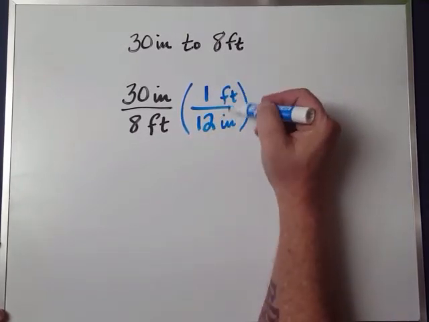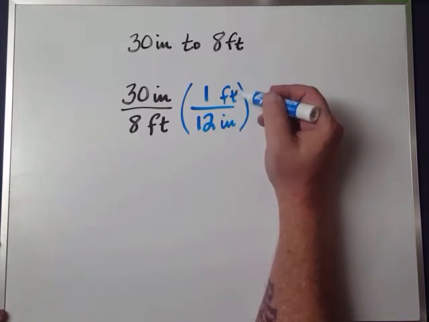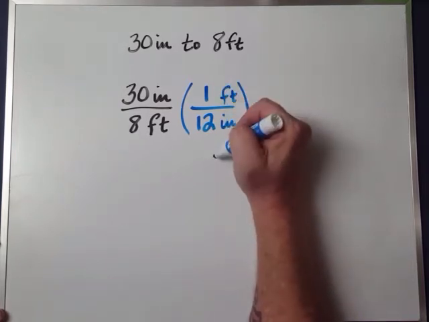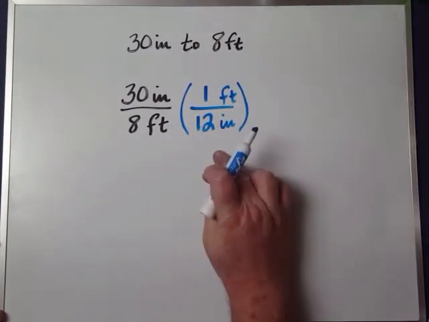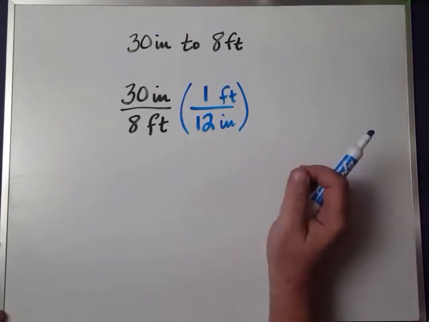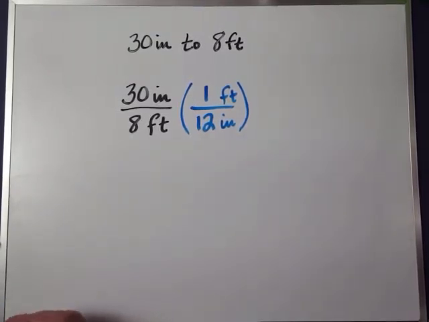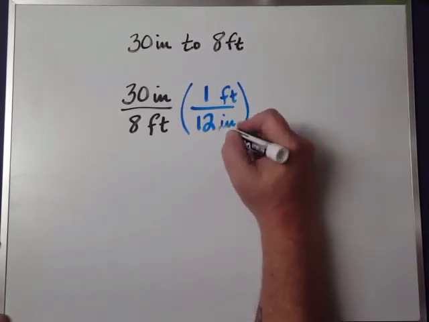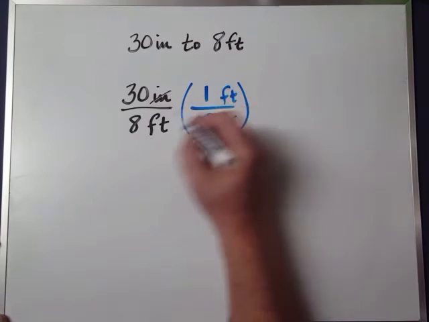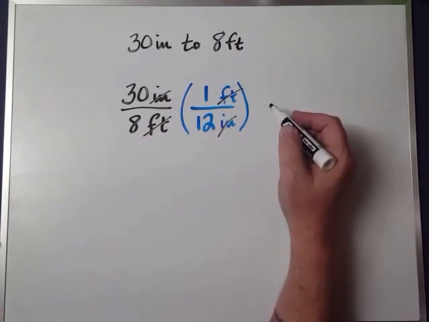Look, that's something over itself. 1 foot, 12 inches, same thing. And something over itself is 1. This is just a big blue 1. When you multiply something by 1, you might change the way it looks, but you're not going to change its value. And now watch what happens. The inches will cross cancel, feet will cross cancel, and I'm left dimensionless.